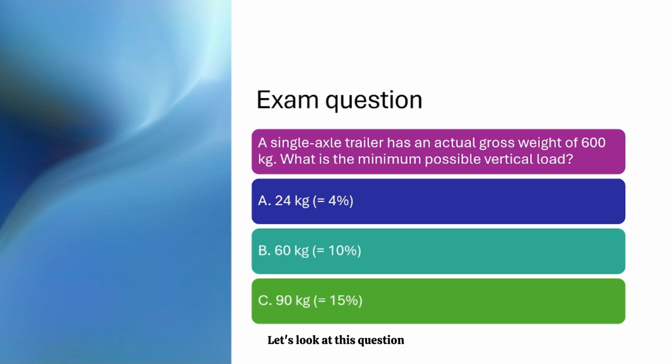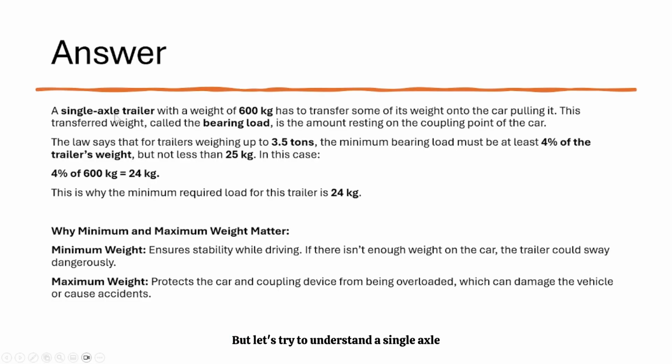Let's look at this question. A single axle trailer has an actual gross weight of 600 kg. What is the minimum possible vertical load? Okay, so this is a minimum possible vertical load. So you have minimum and maximum, but let's try to understand. A single axle trailer with a weight of 600 kg has to transfer some of its weight onto the car pulling it. Okay, this transferable weight is called bearing load.